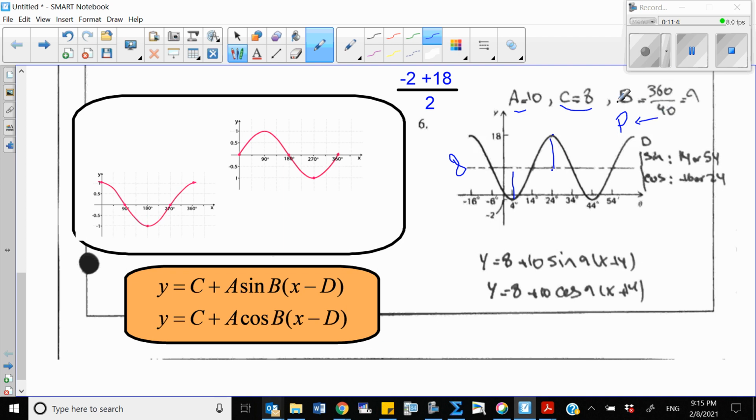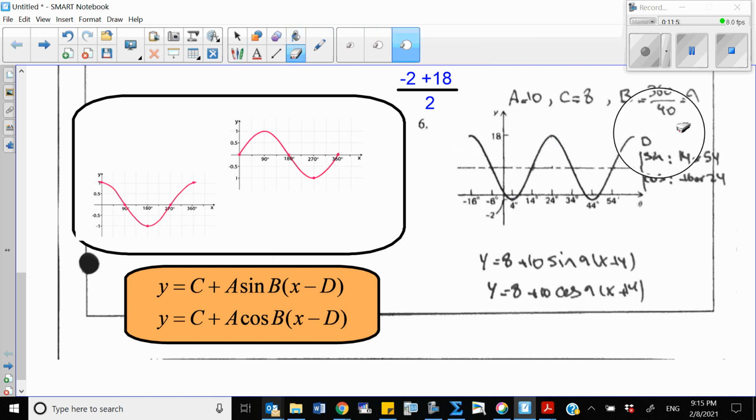That's the B value. I found B, and the last one is the D value that I need to find. So to find D value, let's say we want to write a sine function. For sine function, I need to look for a section of the graph that starts from a midpoint. Let's look at this one. You see, this is one section that starts from a midpoint. Where does it start from? It starts from 14 here. So the D value is 14.